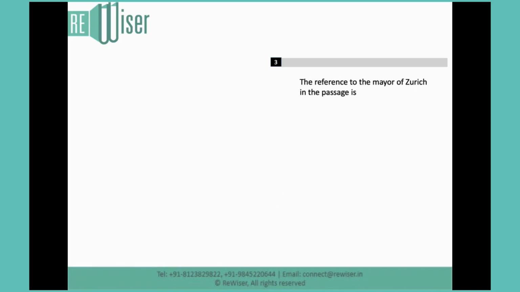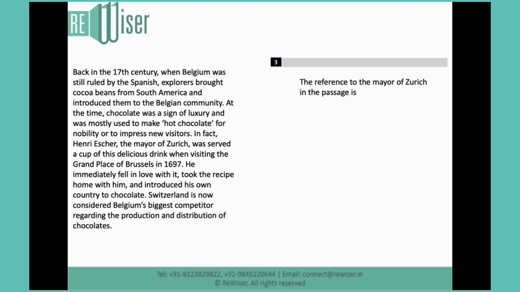Question number 3. The reference to the mayor of Zurich in the passage is, so I'd go to the passage. Where is this mentioned? The mayor of Zurich. So I need to read that part. At the time, chocolate was a sign of luxury and was mostly used to make hot chocolate for nobility or to impress new visitors. In fact, so and so the mayor of Zurich was served a cup of this delicious drink when visiting the Grand Place of Brussels in 1697.